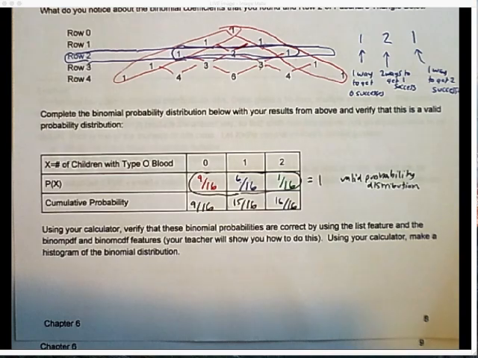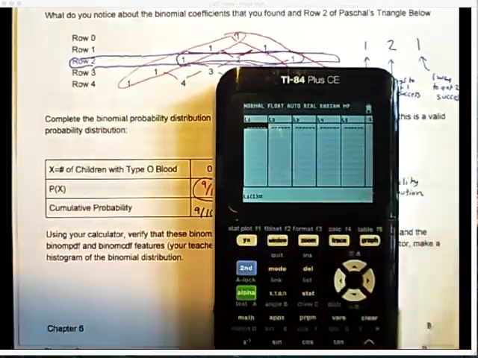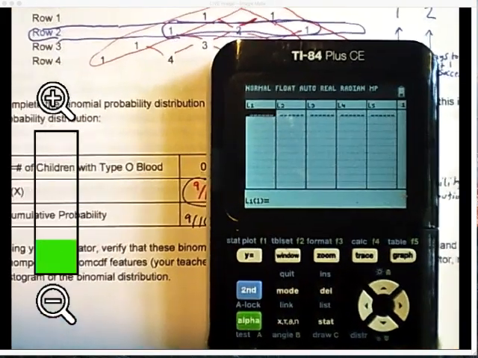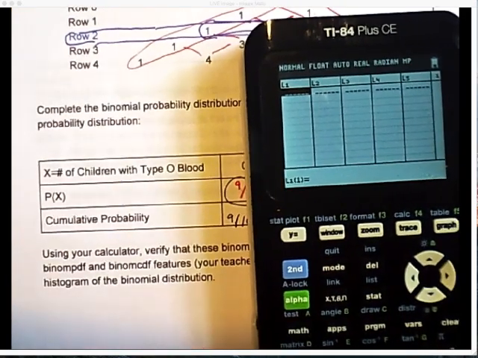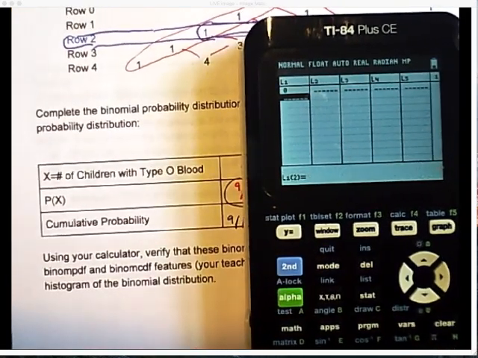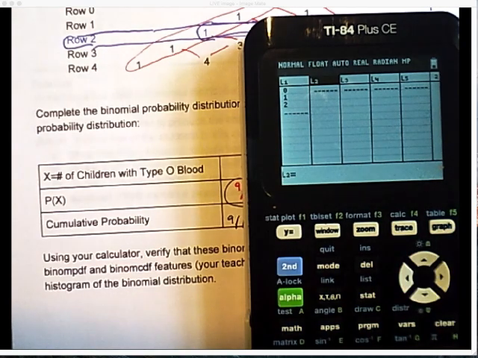So there's an easier way to do this. Let me show you the easier way. So in our case, let's go into our lists. So those are the number of children that could have type O blood, 0, 1, and 2. Okay, but if we go up here where it says L2, I can actually calculate the binomial probabilities. Okay, here's how we do it.